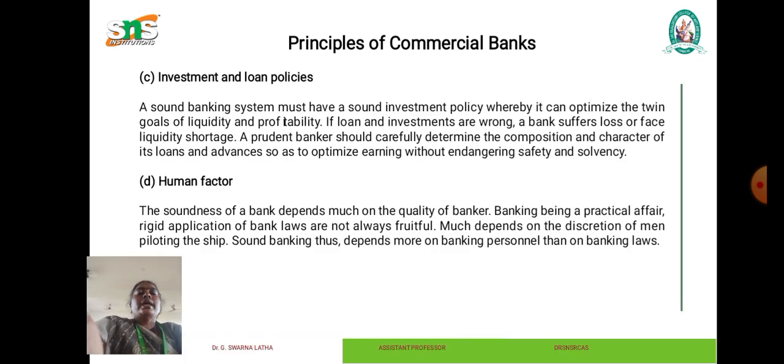So, with the help of the banking system, the public will get advantage, because if there is excess money with them, they can deposit the money into the bank. For depositing the money, the bank will give an interest rate to the public.